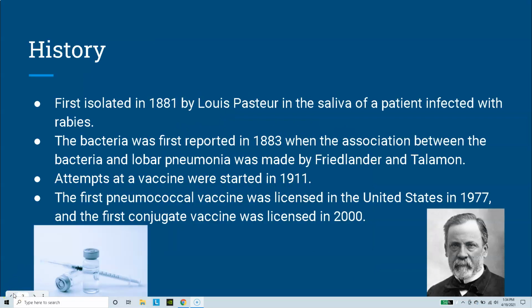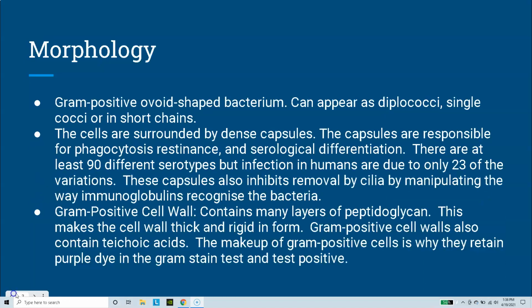Streptococcus pneumoniae was first isolated in 1881 by Louis Pasteur in the saliva of a patient infected with rabies. The bacteria was first reported in 1883 when the association between the bacteria and lobar pneumonia was made by Friedlander and Talamon. Attempts at a vaccine were started in 1911. However, the first pneumococcal vaccine was licensed in the United States in 1977, and the first conjugate vaccine was licensed in 2000.